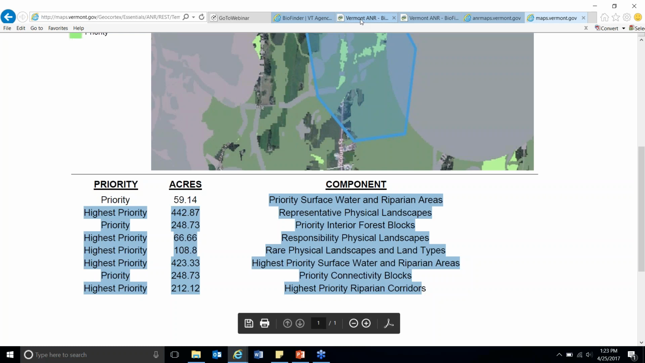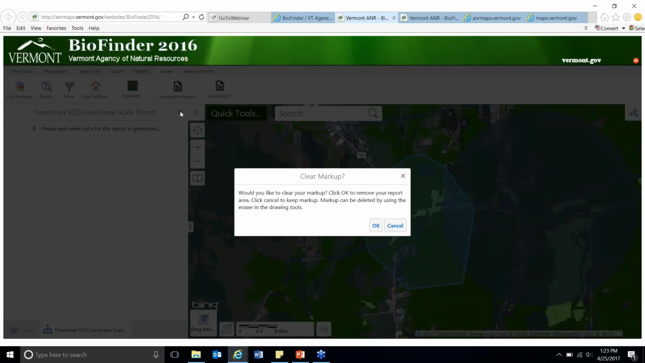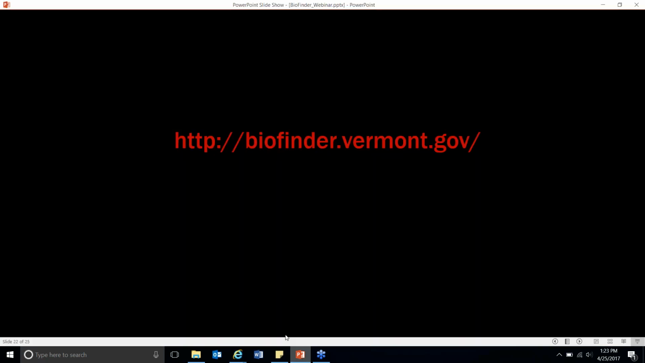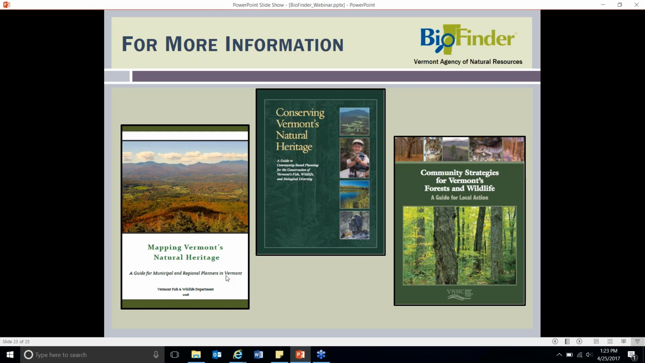But again, this gives you just a good profile of what to look for in a certain area. All right, now as you can see, there are many more tools here, and I don't have any time to go into these. But before I take questions, I am just going to go back and say there are ways to get more information. There's a guide called Mapping Vermont's Natural Heritage that we are currently in the process of, it's in our public review stage right now. But this is really going to give a lot more information about all of the components mapped, as well as information about how to move forward with some planning tools.